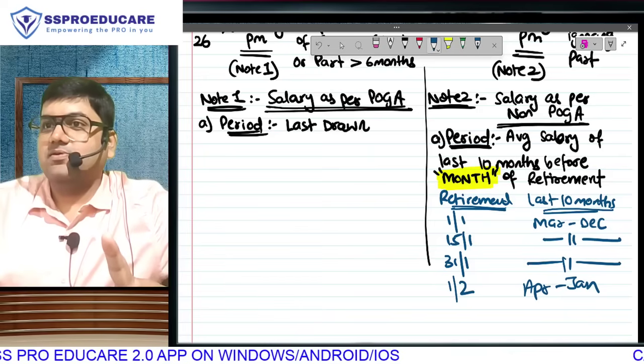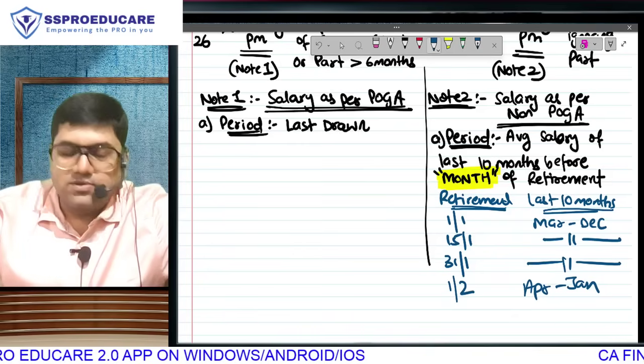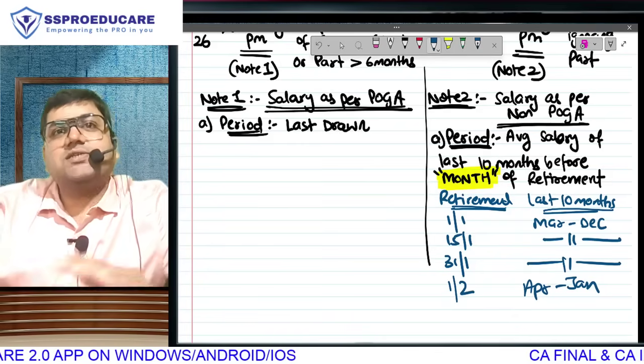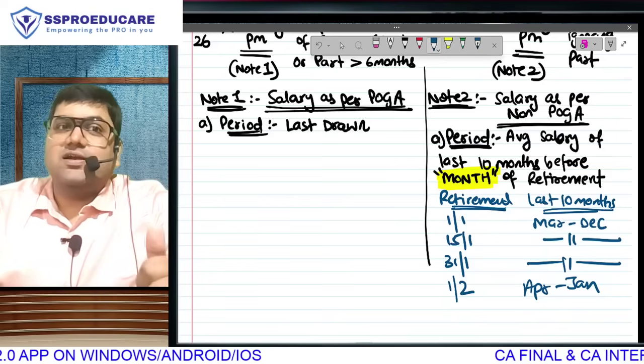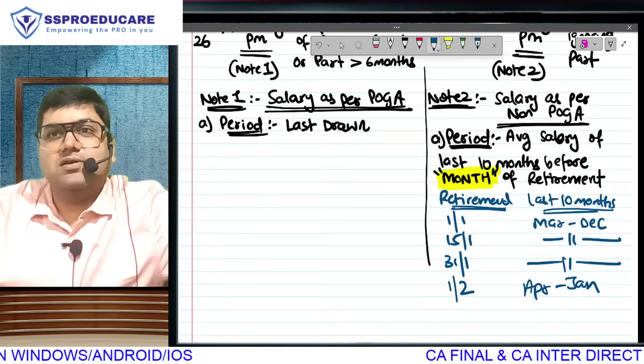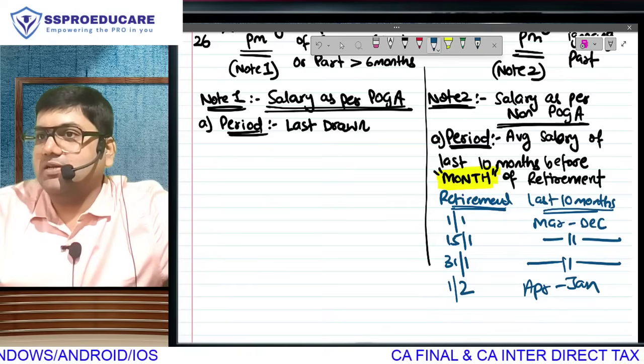OK. So what is the last drawn salary just before the month of retirement? That we will see in POGA, but in non-POGA we will do the average of the last 10 months. Is the first thing about salary clear?